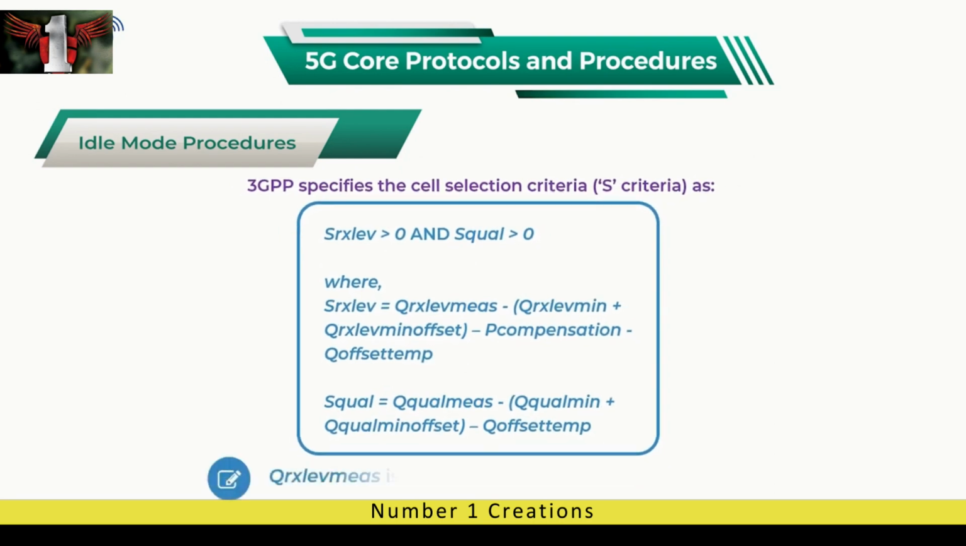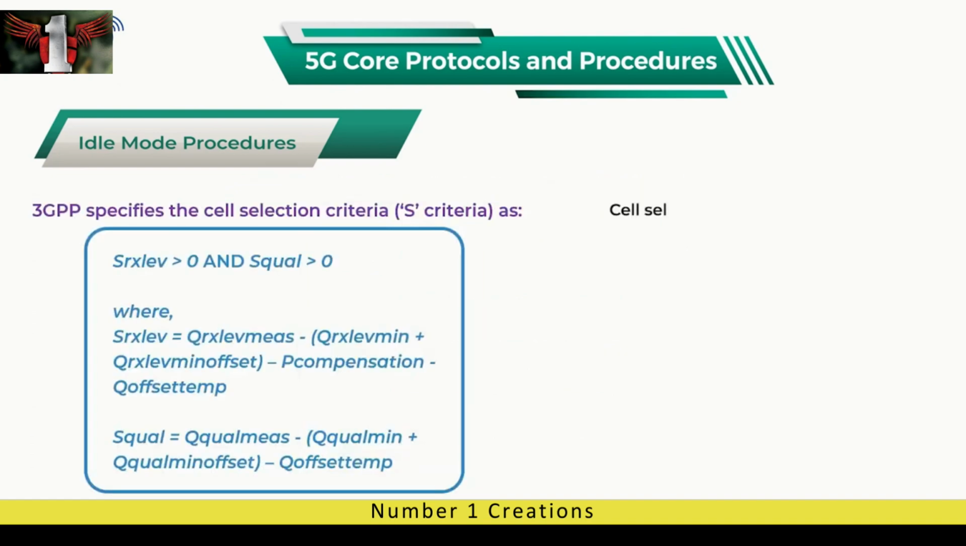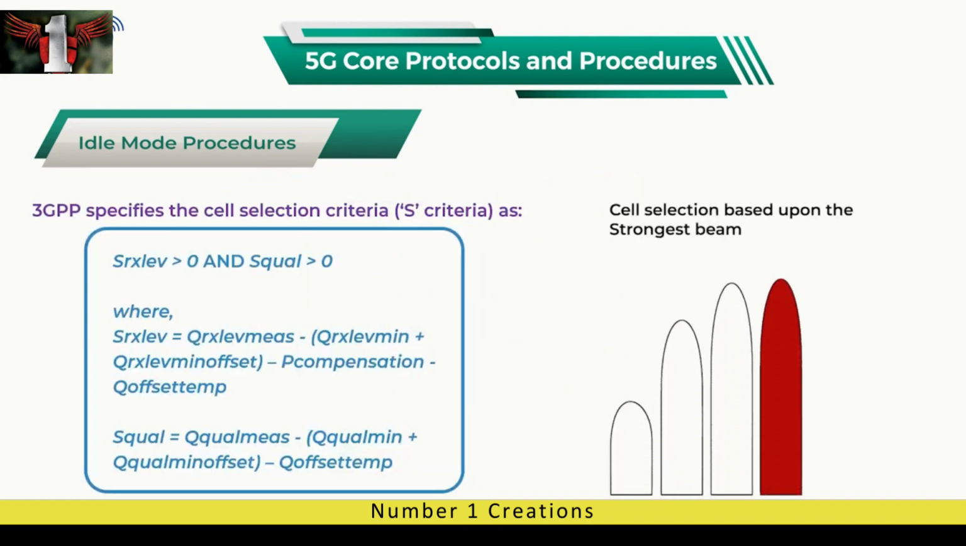Q-Rxlevmeas is the SS-RSRP measured by the UE. In the case of cell selection, 3GPP does not specify the rules for deriving a cell level measurement from a set of beam level measurements. Instead, this derivation is left to the UE implementation. The figure on the screen shows some example solutions for deriving the cell level measurement from a set of beam level measurements.